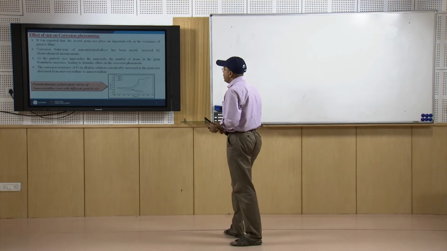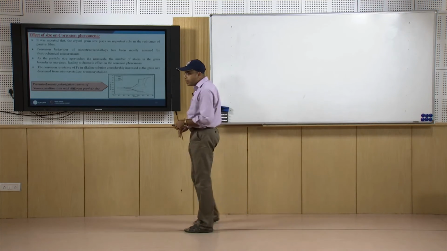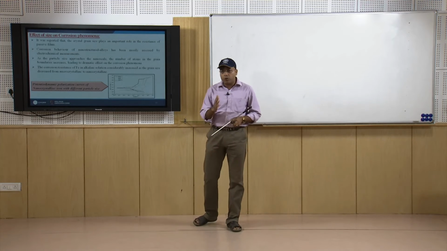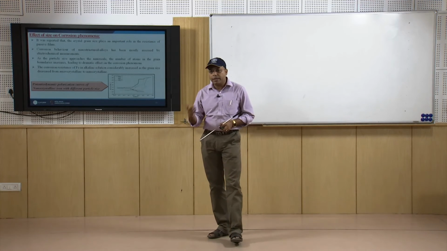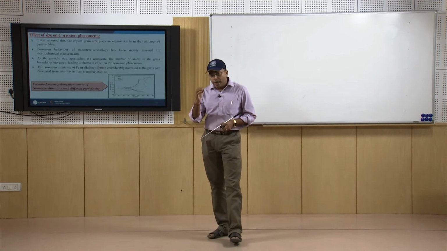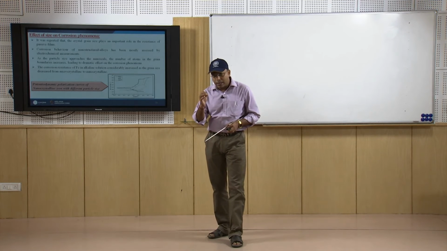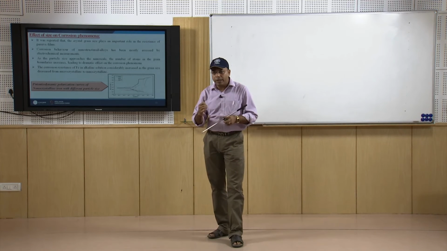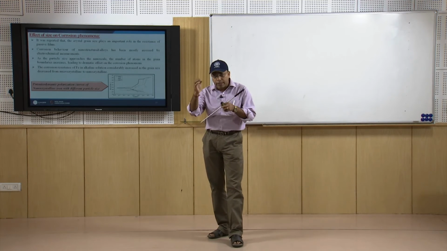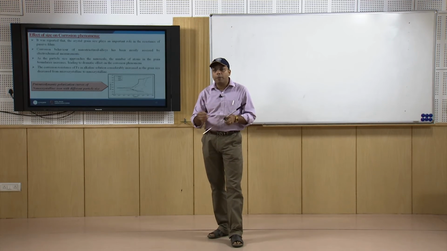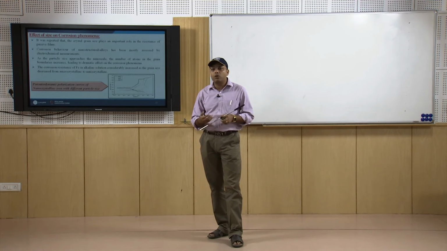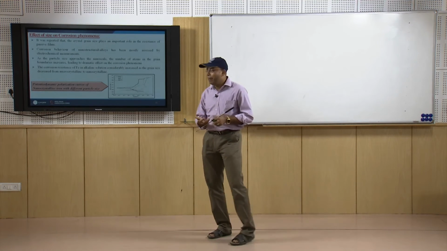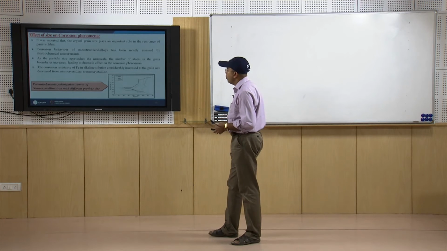Next is the effect of size on corrosion phenomena. The same thing we can prove for the corrosion properties, or corrosion resistant materials. When we are using some kind of nanoparticles, whatever corrosion properties it shows in the micro size, if we reduce its particle size, the corrosion property, or the corrosion resistant property, will be much better. The same thing has been shown over here also.